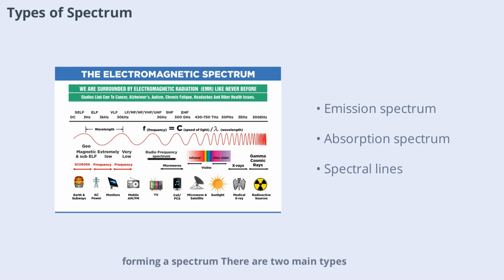There are two main types, emission spectrum and absorption spectrum. Emission spectrum occurs when a substance emits radiations after being excited, producing spectral lines. Absorption spectrum occurs when a substance absorbs specific wavelengths from white light, resulting in dark lines. These spectra are essential for identifying elements and understanding atomic structure.